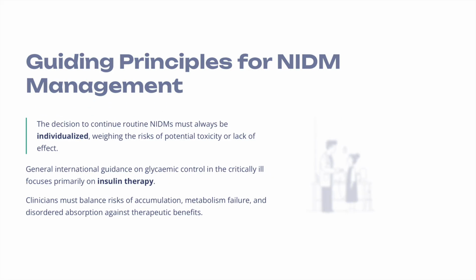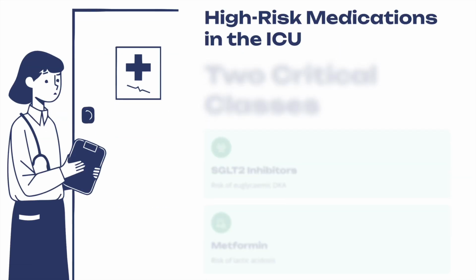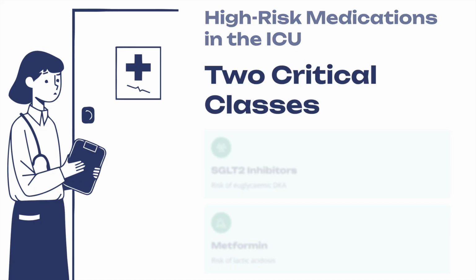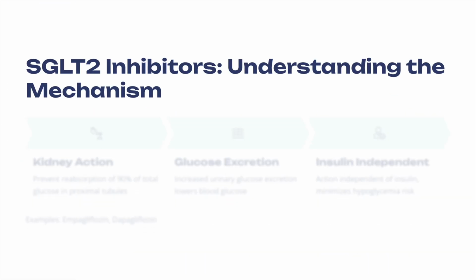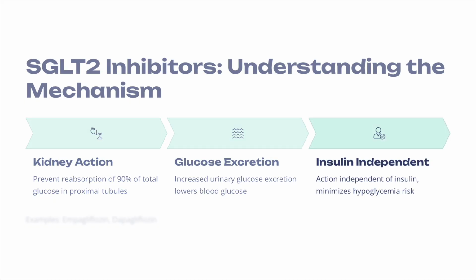So what is the guiding principle? The guiding principle till now has been that we stop everything and start insulin. But we can individualize it, taking into account the potential toxicity and the lack of effect. So the two major high-risk medications, which we will deal with first, are the SGLT2 inhibitors and metformin. SGLT2 inhibitors act on the kidney causing glucose excretion and are insulin independent.